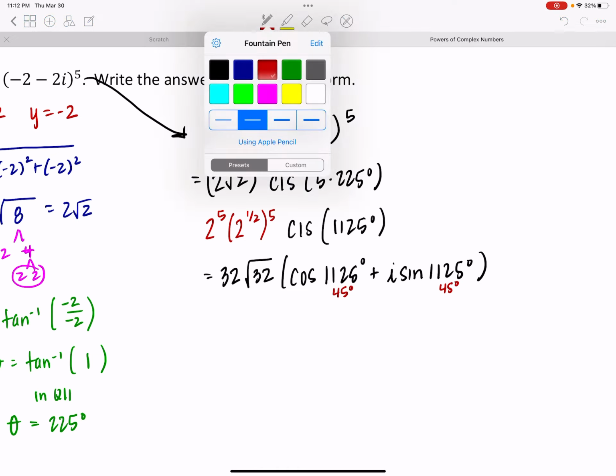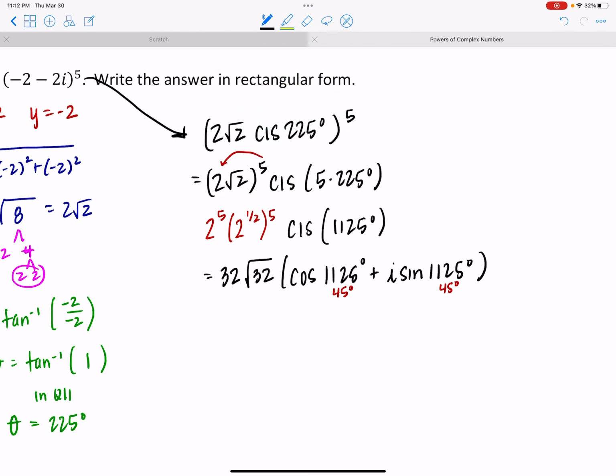So we're looking at 32 radical 32, and we have to multiply by the cosine of 45. That's easy. That's going to be radical 2 over 2. Plus i times the sine, which is exactly the same, radical 2 over 2. Yeah, so maybe this does work out. It does. Oh my gosh. I was racking my brain thinking I did something wrong, but it totally works out.